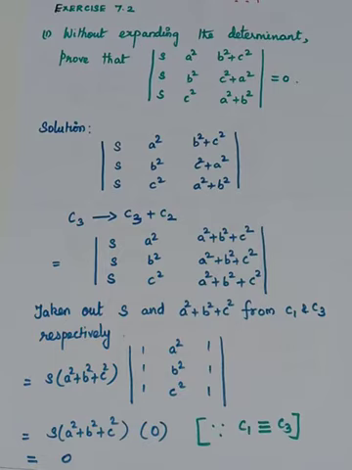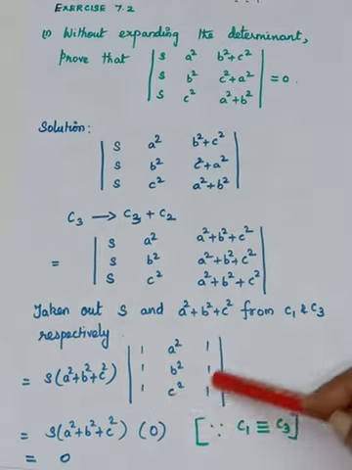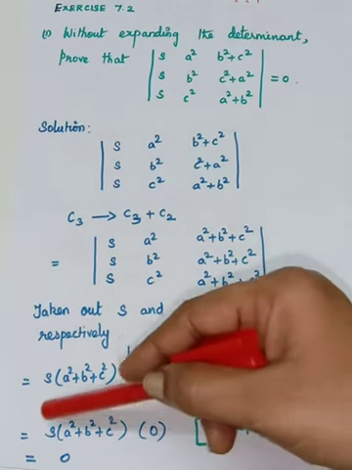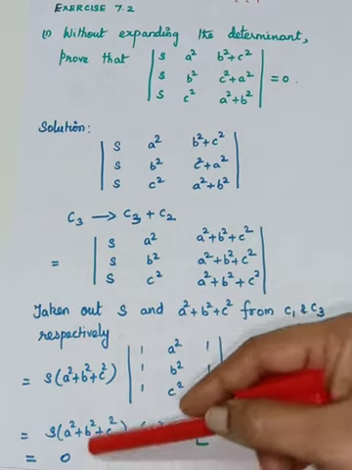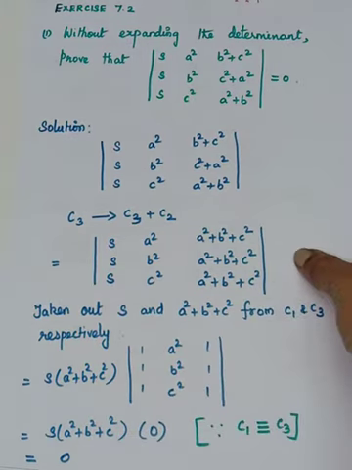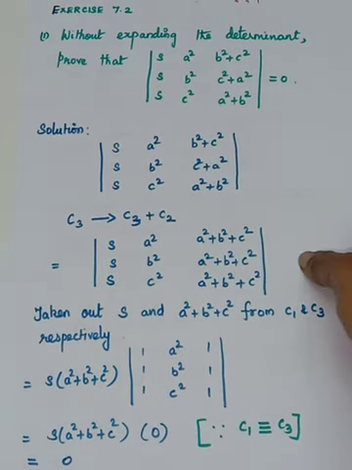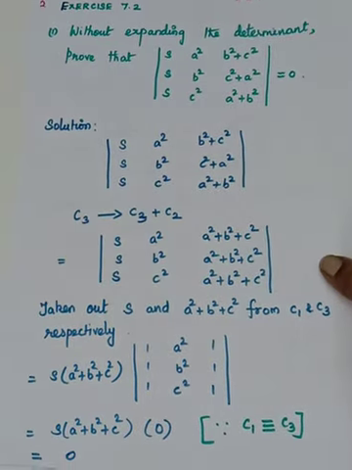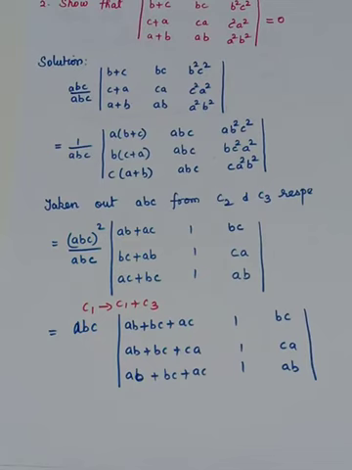So according to the properties of determinants, if any two rows or any two columns are identical, the value of the determinant is 0. So the value is 0. 0 into S into a square plus b square plus c square is equal to 0. So we have proved the value of the determinant is equal to 0. Now come to the second problem.